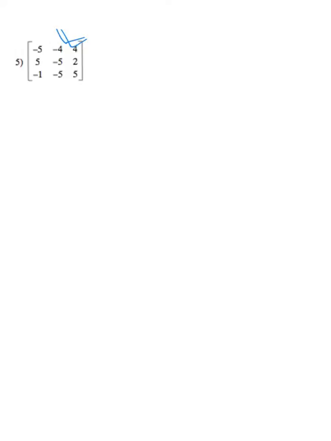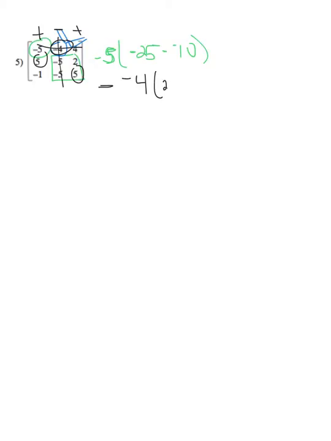All right, let's get the determinant of this one. So the determinant is going to be -5, and then here's its mini determinant. So it's going to be the -5 times the 5 minus the -5 times the 2. So there's that one. Now I got to remember to do the checkerboard. So this is a positive, a minus, and a positive. So then I'm going to subtract the -4. It's going to be the 5 times 5 is 25 minus -1 times 2.